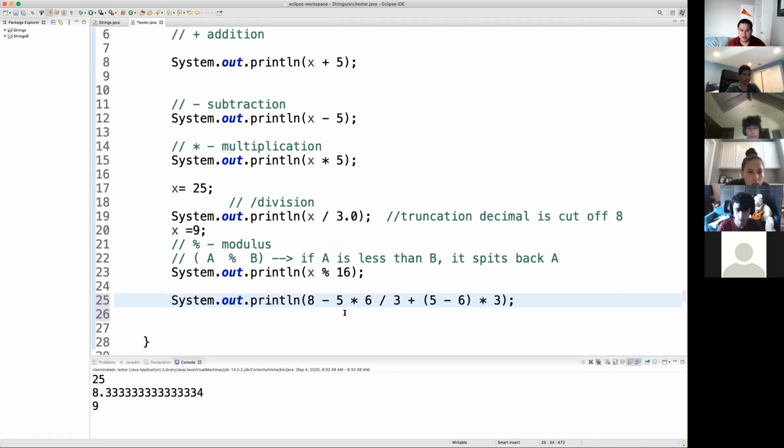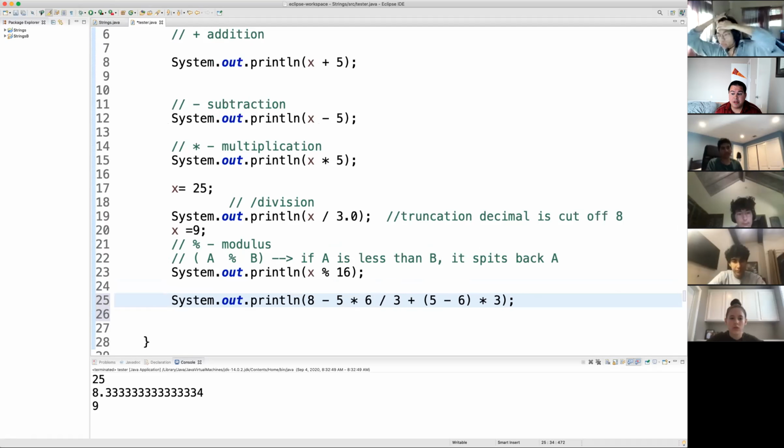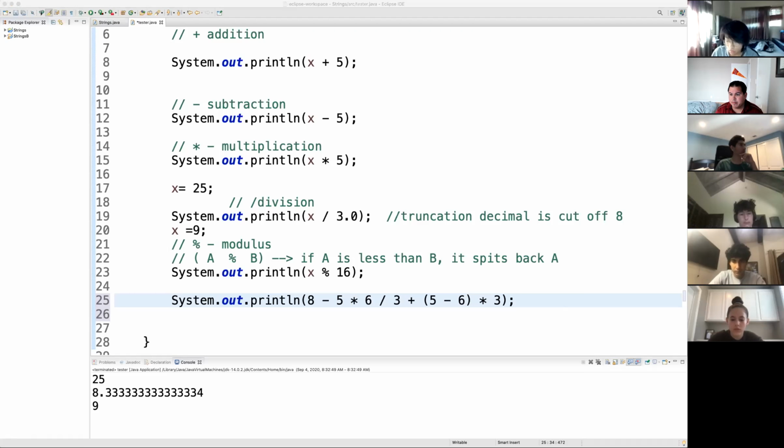Remember, the rules of PEMDAS apply. Parentheses, exponents, multiplication, division, modulus. Modulus falls under multiplication or division. And then addition, subtraction. Should we tell you the answer? Go ahead, spit it out. Arithmetic exception. Nope. Why not?